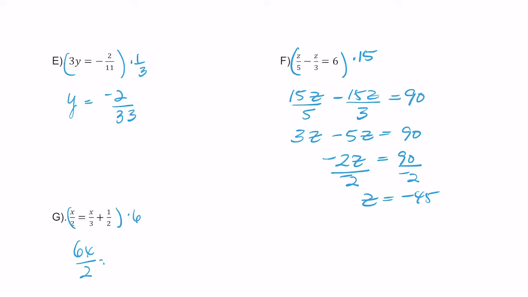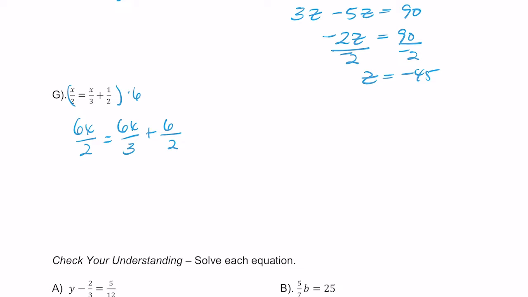And then I have an equals. And then I have 6 times x divided by 3. And then I've got 6 times 1 and then divided by 2. 6 times 1 is 6 divided by 2. In the next step, you're going to reduce. So 6 divided by 2 is 3. 6 divided by 3 is 2. And 6 divided by 2 is 3. So you get 3x equals 2x plus 3.